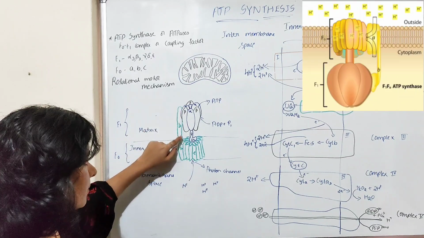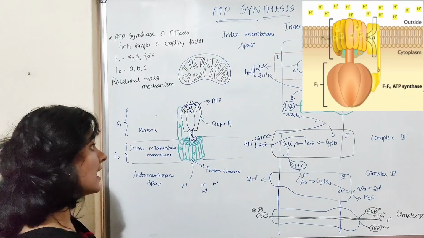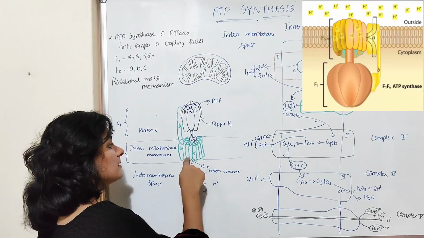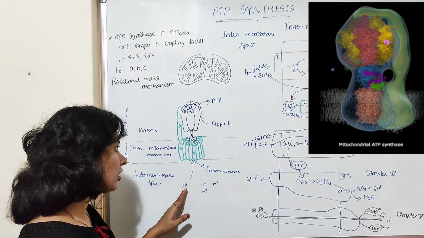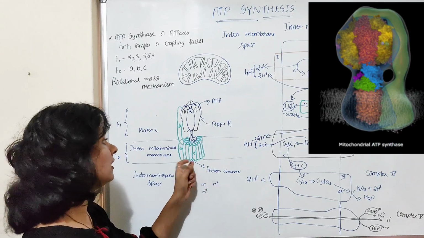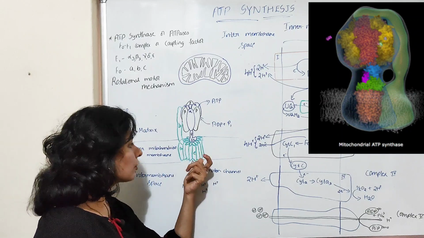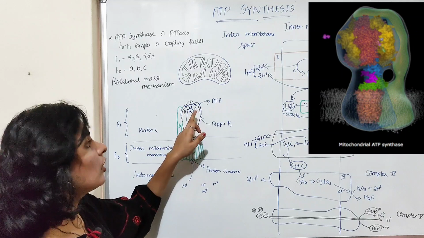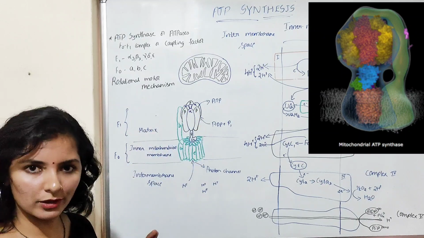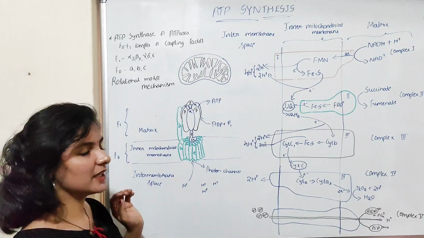So it is the B subunit which connects the F0 complex and the F1 complex. And it is the 9 to 12 C subunits which make up the proton channel. So when the proton passes through this proton channel, the C ring or the rotor ring will rotate. In turn, it activates the B subunit or catalytic site of the F1 complex. So that is about the structure of ATPase or ATP synthase.